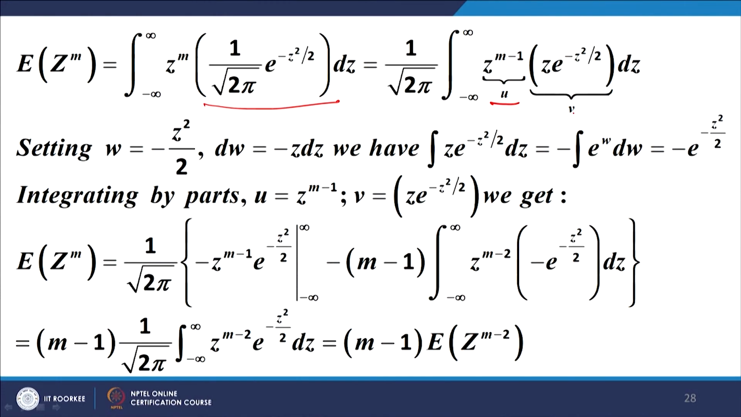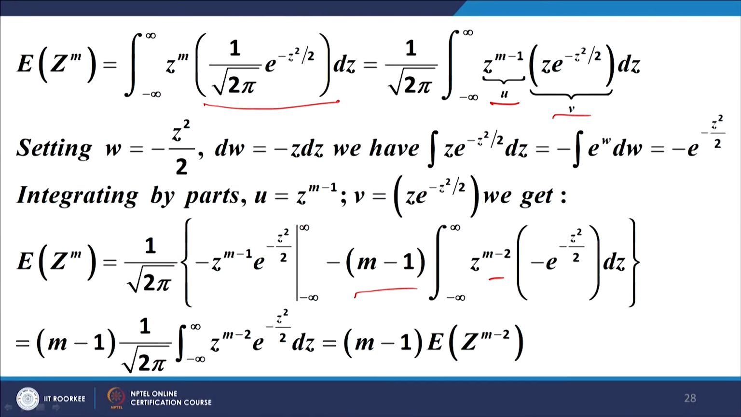I take this as u, I take this as v, and then I integrate by parts. The integral of v is quite simple. If you put minus z square upon 2 as w, the integral you end up with is minus e to the power minus z square upon 2, right. So, now we do the integration by parts. What does integration by parts give us? First function into integral of second function, first function u as it is, integral of second function, minus integral of derivative of first, which is this expression, into integral of second. Now, if you look at this carefully, when I put the limits minus infinity and infinity, this expression vanishes. At both the extremes, this expression vanishes.